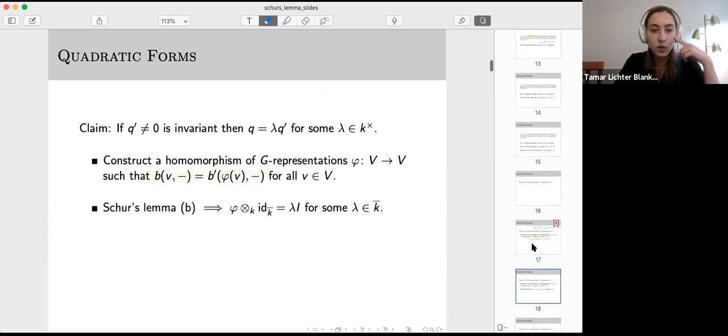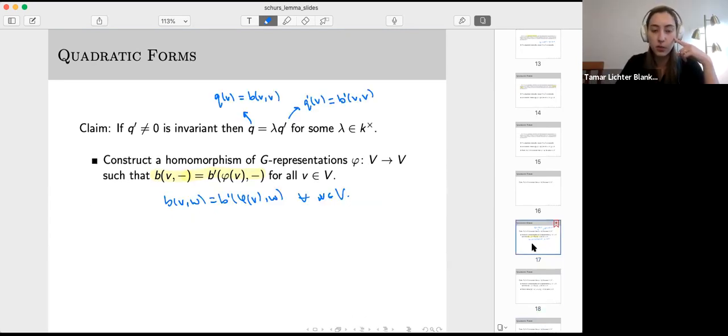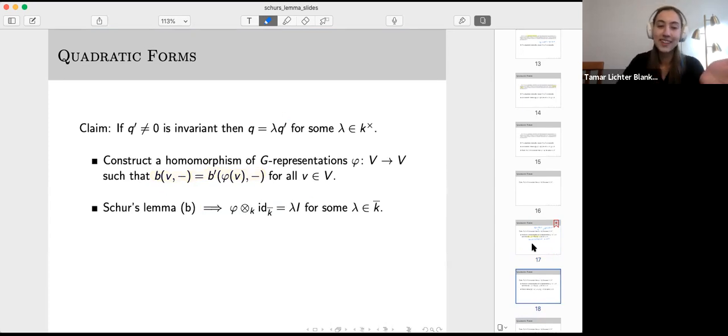So from there, if you believe me, I'm happy to talk about this at the end of the talk if you want. It's a thing you can do. I can even tell you where to find it in the book. But the thing is that V tensor K bar is, because our original representation was absolutely irreducible, an irreducible representation over an algebraically closed field.